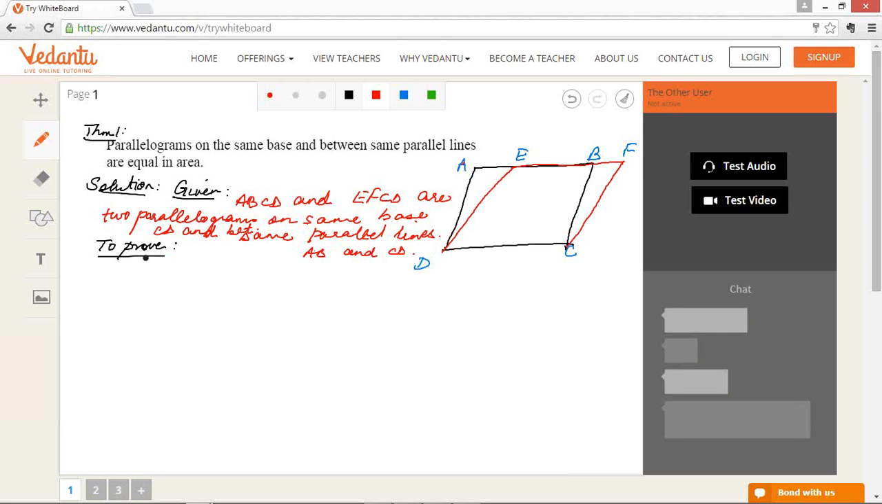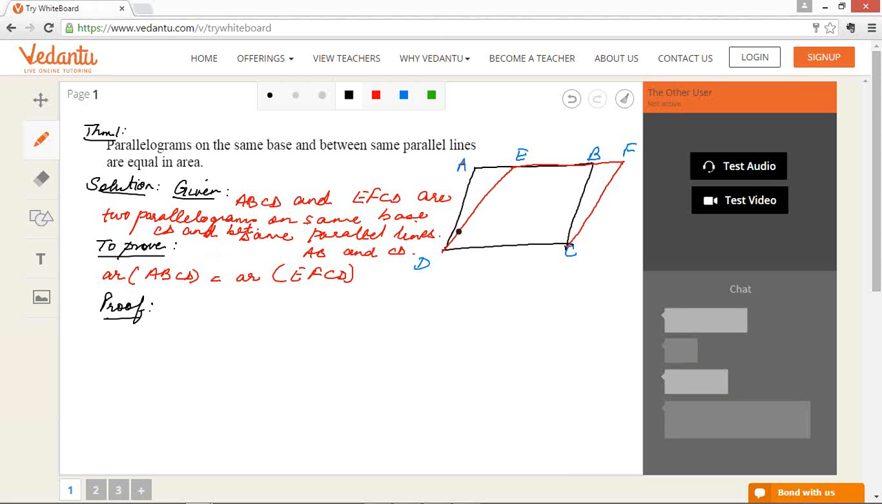Okay. So next I'll write what is to be proved. I need to prove that the area of parallelogram ABCD is equal to the area of parallelogram EFCD. I hope the picture is clear to you: diagram, given, to prove. Now I will start with the proof of the theorem. Now I'm clear with whatever is given, so I'll tell you the outline of the theorem.